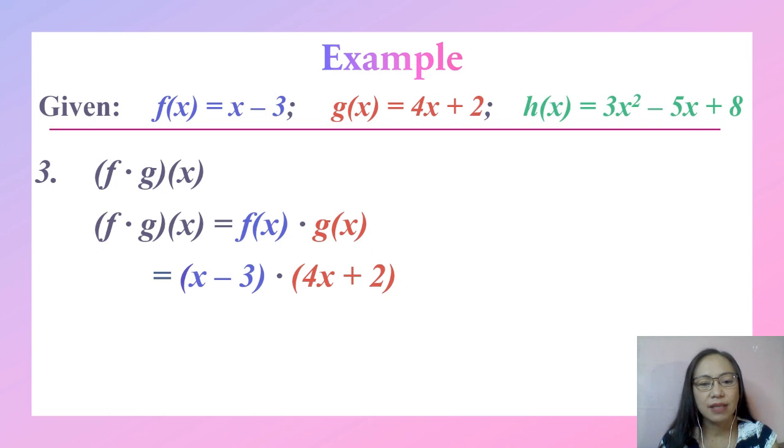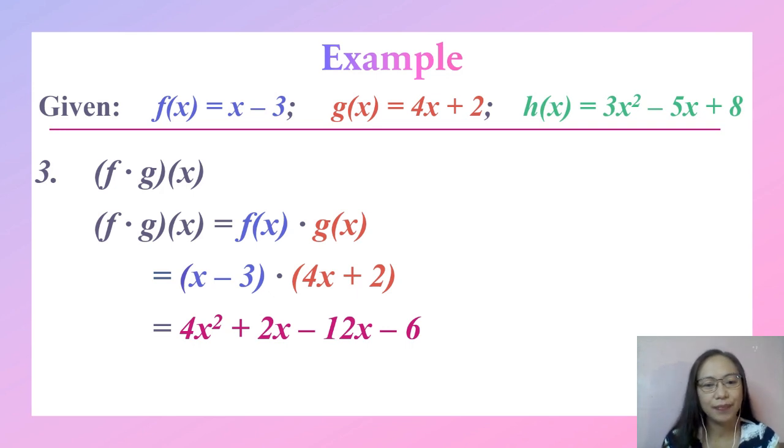So we'll start with the first. X times 4x, we have 4x squared. Then we have the outer, x times 2, you have positive 2x. Negative 3 times 4x, you have negative 12x. And the last, negative 3 times 2, that's negative 6. So that's how we apply the FOIL.